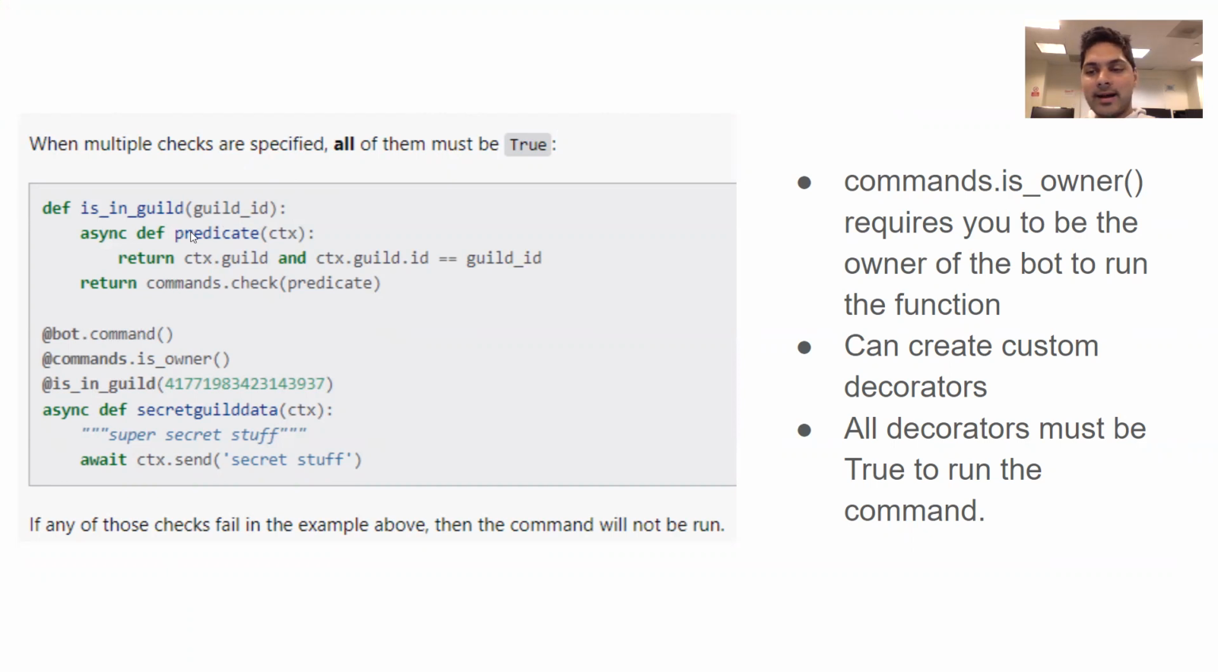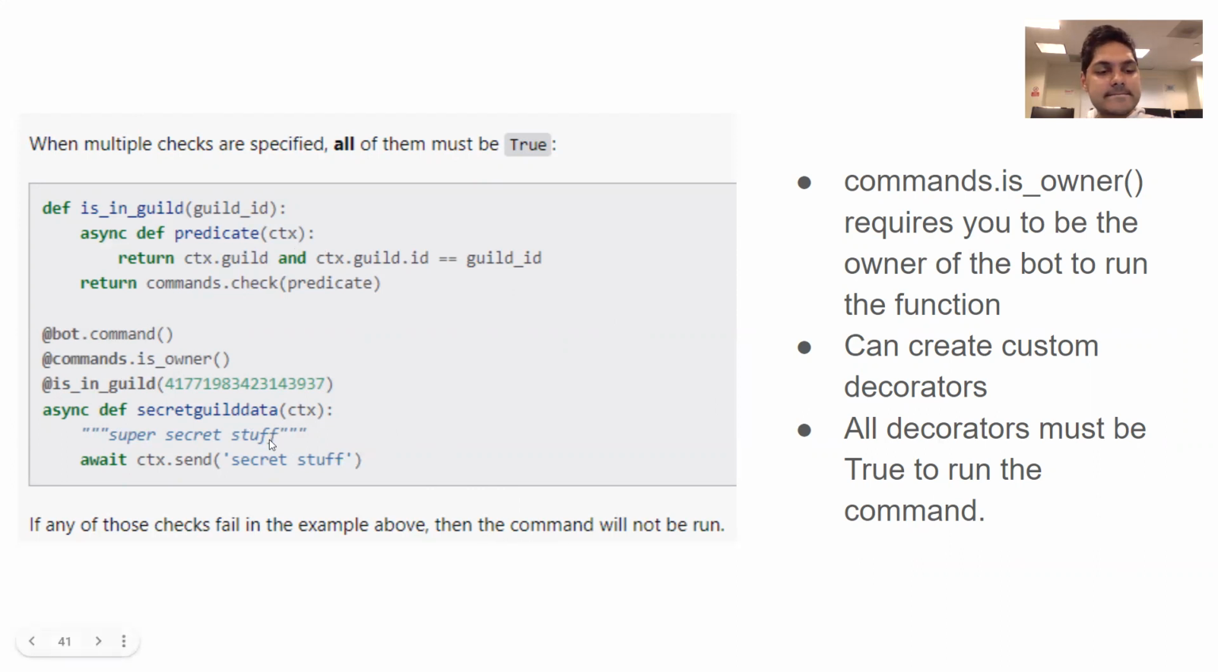And the guild check is a custom command that we created right here. I'm not that confident with this, I don't really use it, but alternatively you could just have if statements, like if ctx.guild.id is not equal to this, then return. All decorators must be true to run the command. So if I'm not the owner, even though this is a command and I'm in the guild, it's not gonna run.